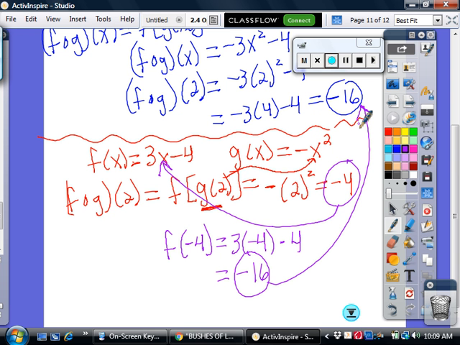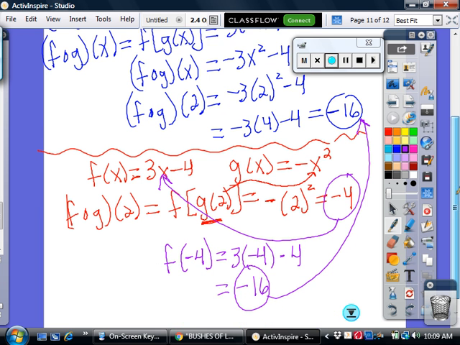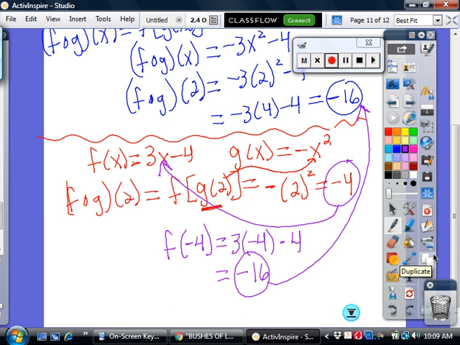So let's review what we did. You can either find the composition function and then plug in 2, or you can do order of operations working from the inside out, plug your number into the function that's with it, and then take that whole answer and plug it into the outside function. And both of them work.